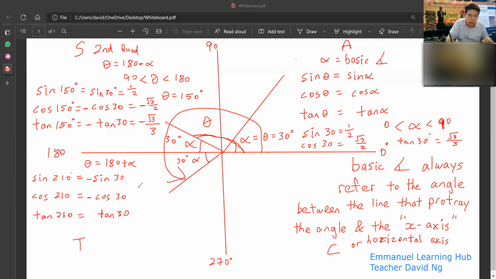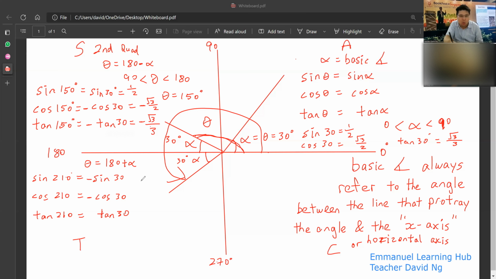Okay, this part you clear. So this is 180 plus alpha. Remember, throughout this whole time it is 180 minus alpha or 180 plus alpha. Don't have 270 minus alpha. In fact, this is not alpha, correct? This is not alpha, right? Alpha refers to here. I emphasize the horizontal axis, remember?